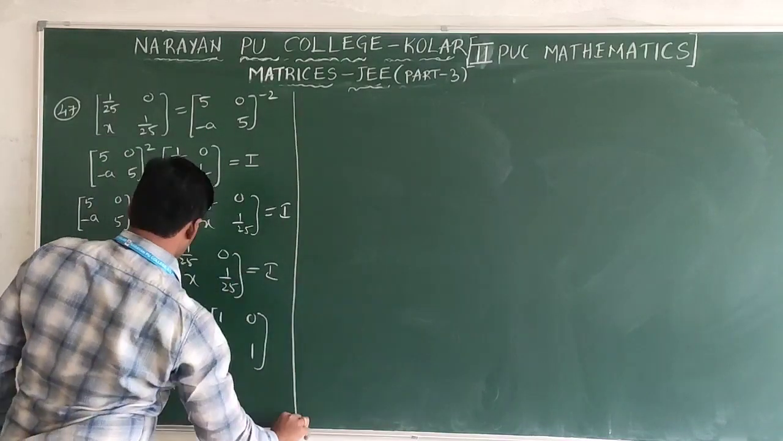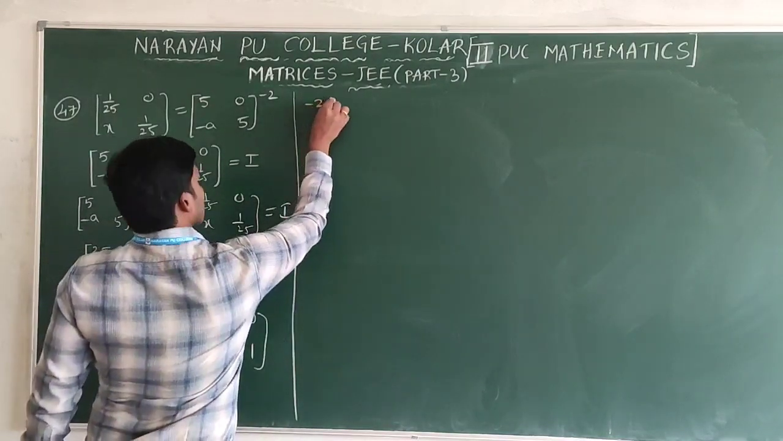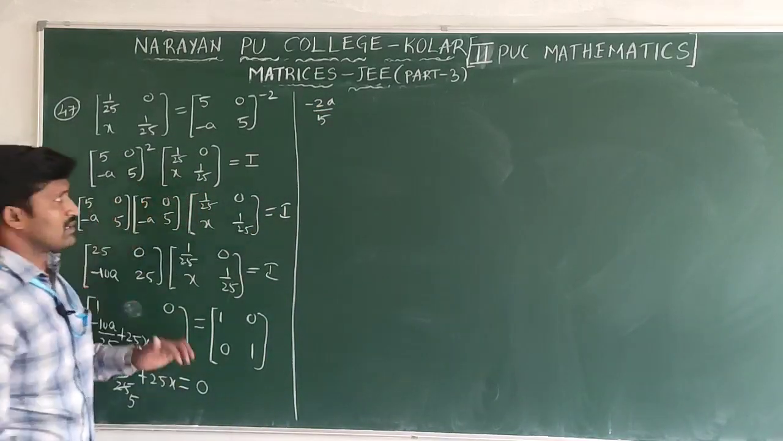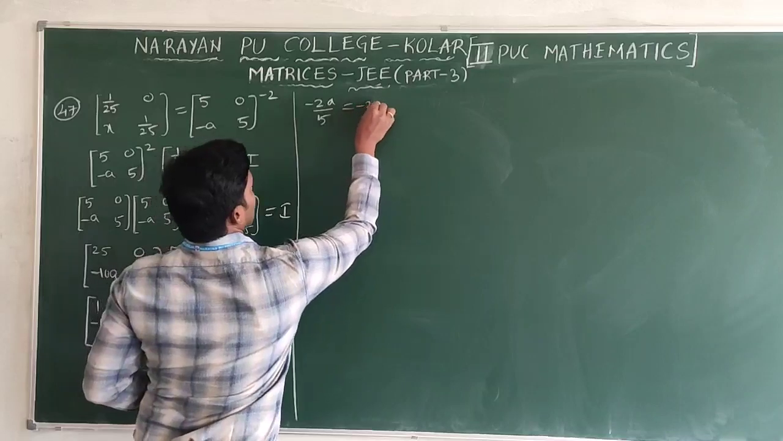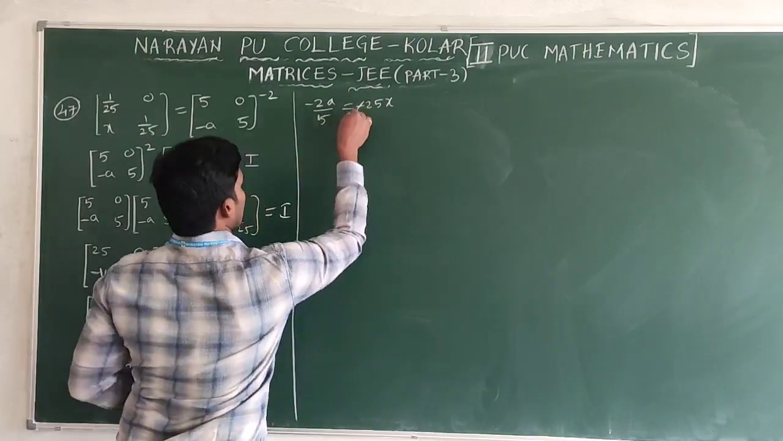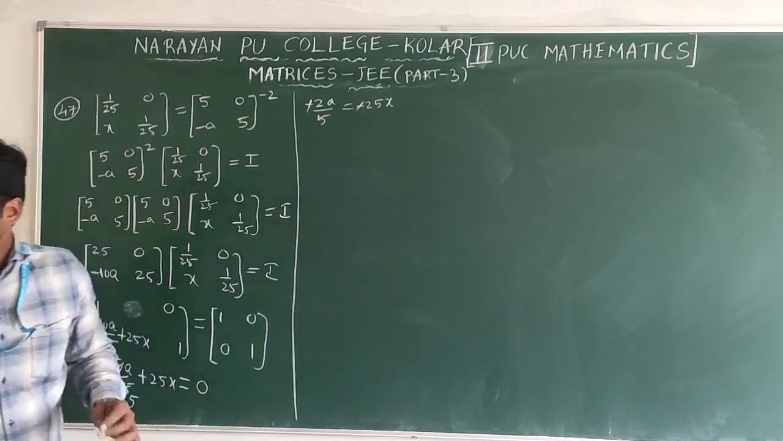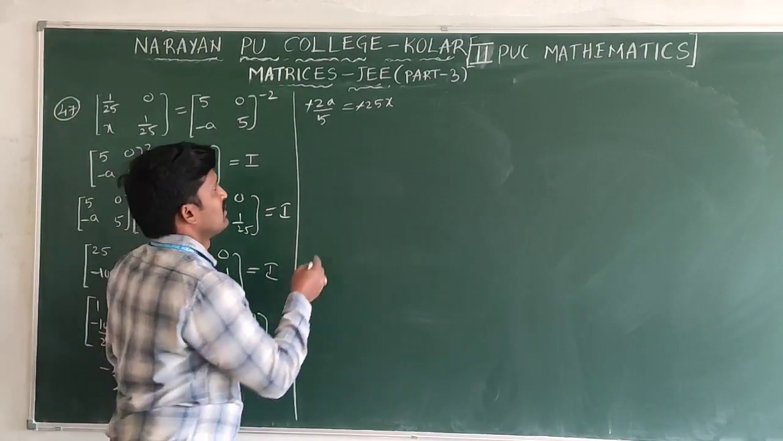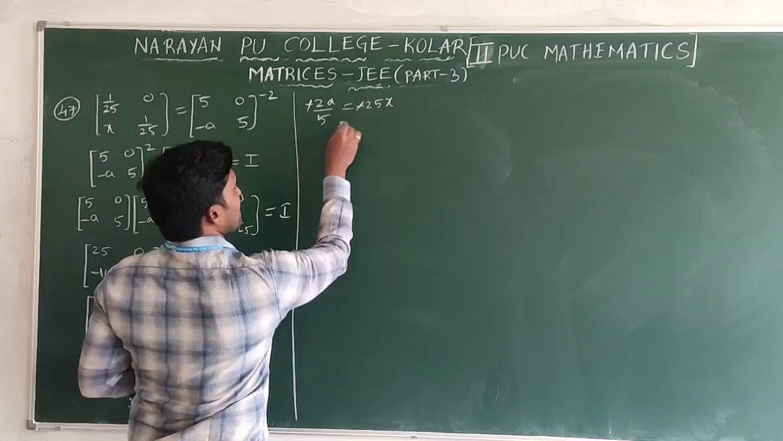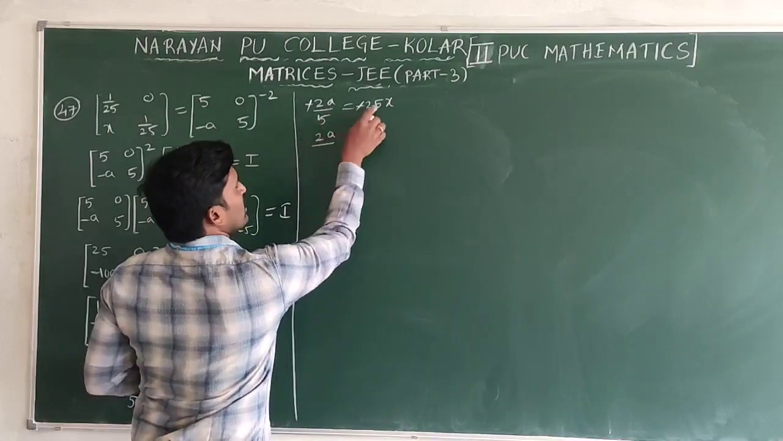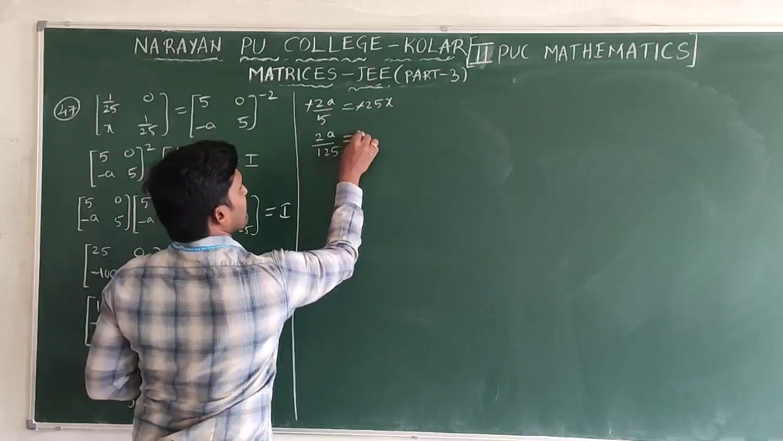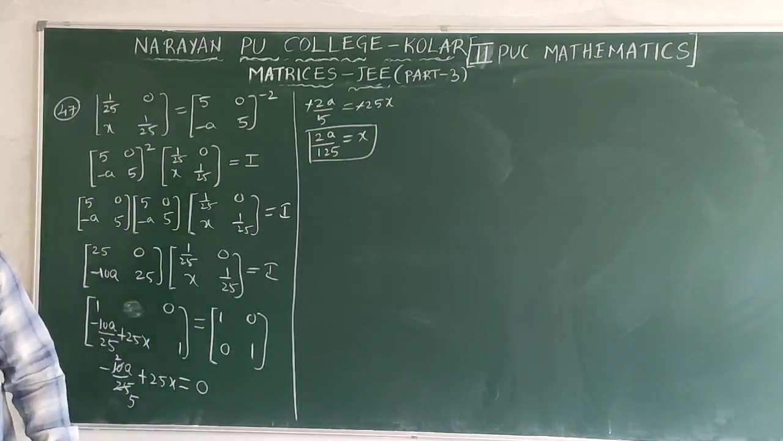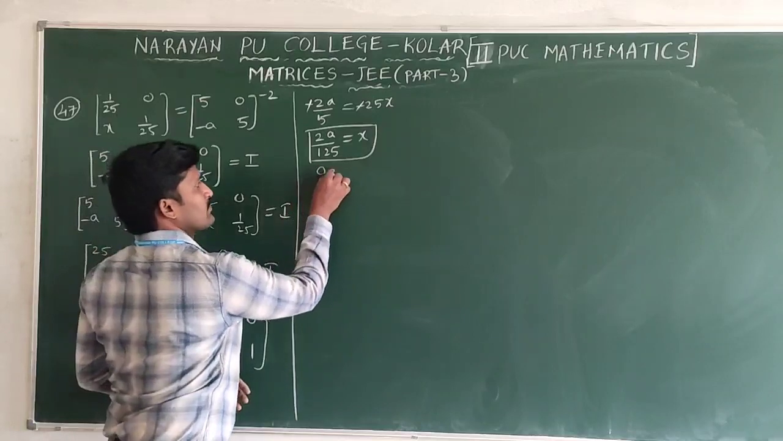Now from this, minus 2a by 5, this plus 25x, take right side, it becomes minus 25x. Here minus minus gets cancelled. What they are asking here finally, they are asking x value in terms of a. That's why this 25 divide this side, 2a by 25 5s are what you will get? 125, that is equal to x. Now x value how much? 2a by 125, that is option B.